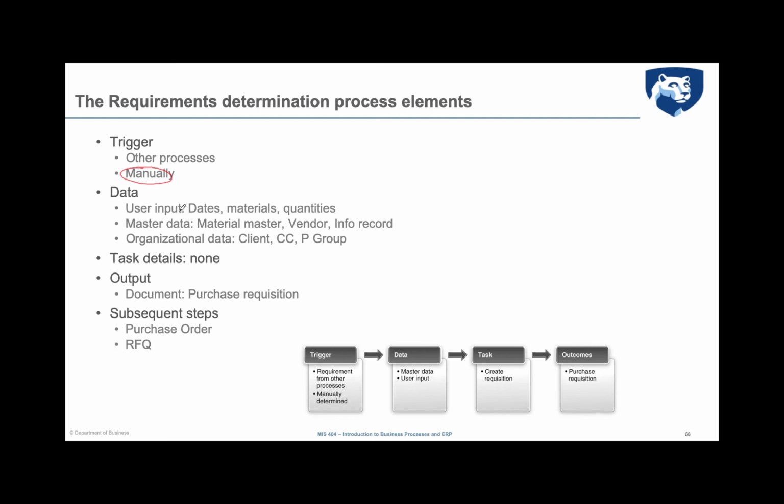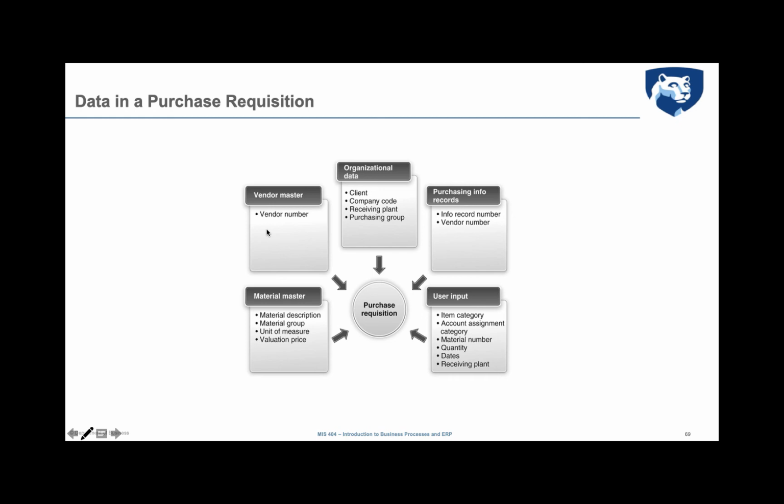But of course, the user should input the date when she puts in the requisition, the date when she wants the material, the quantity, if there is some preferred vendor, the purchasing info record, and of course the client, the company code, and the purchasing group that this requisition refers to. And of course, as an output, we will create a purchase requisition that can lead to a purchase order or a request for quotation.